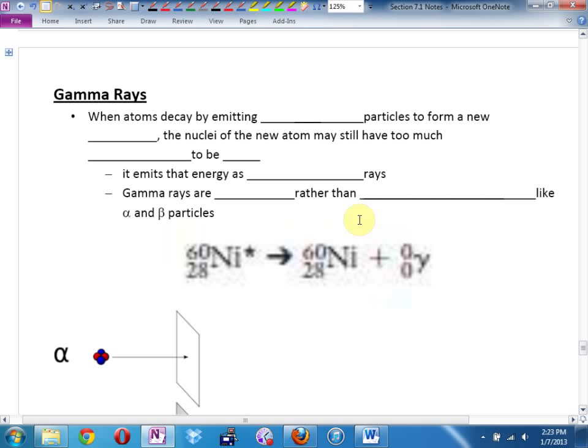When atoms decay by emitting alpha or beta particles to form new atoms, sometimes the nuclei of the new atom might still have too much energy to be stable. And Dylan, this also goes back to your earlier comment about the masses not matching. This is another way an element can be unstable. It can have not too much mass, but too much energy in the nucleus.